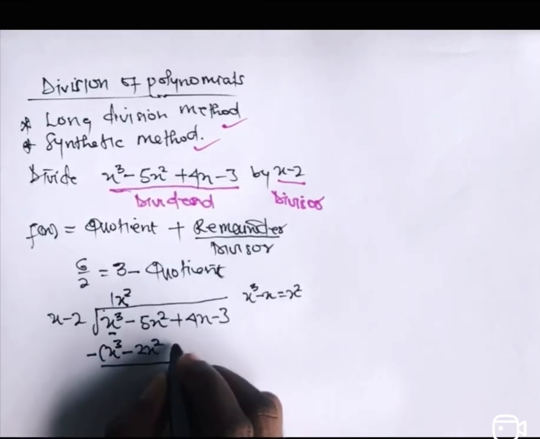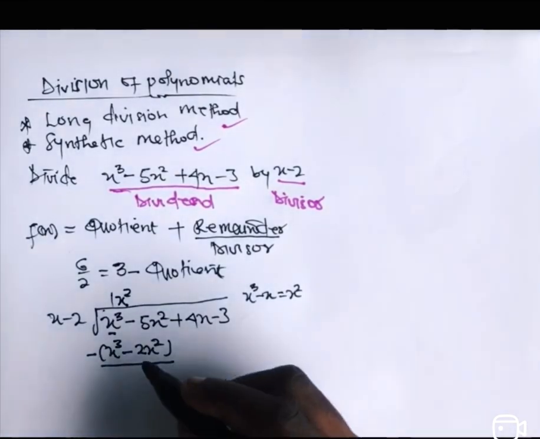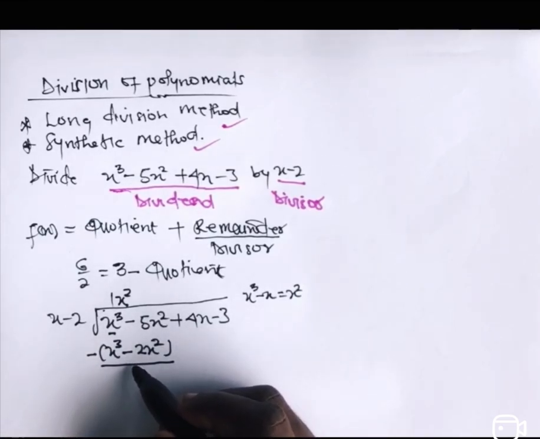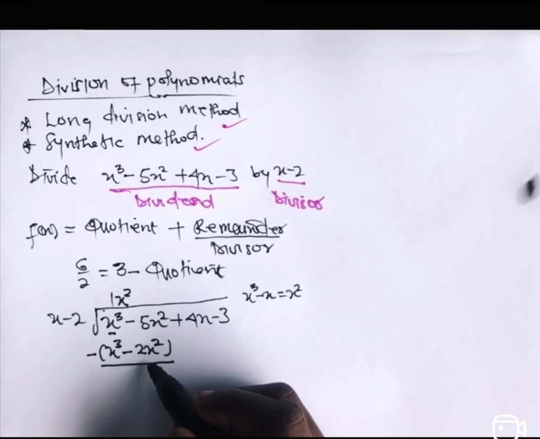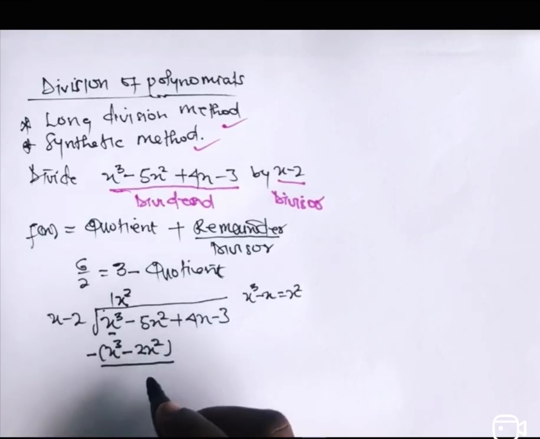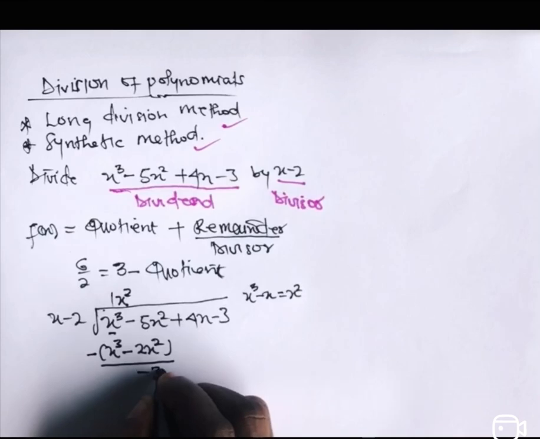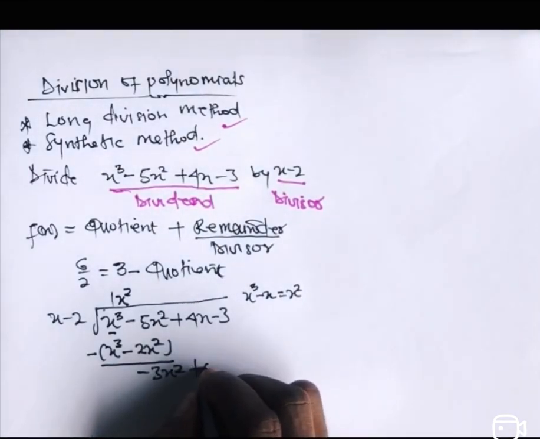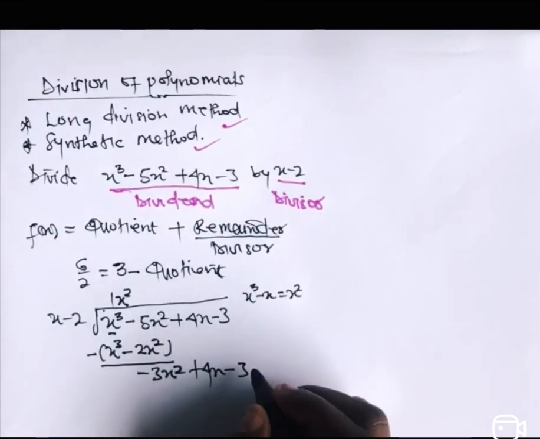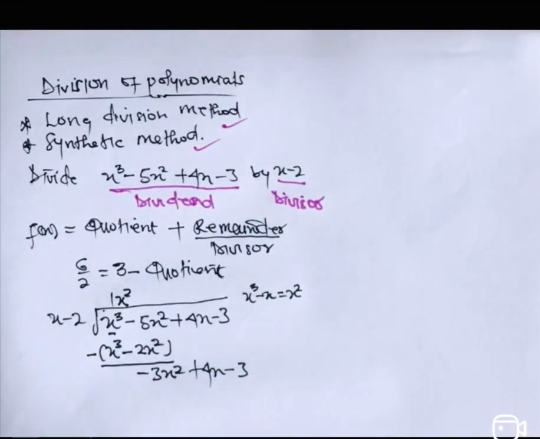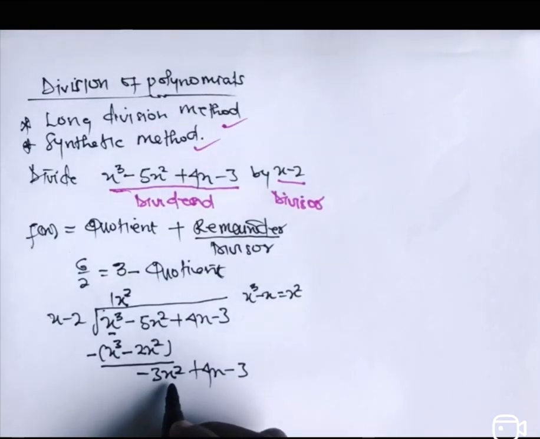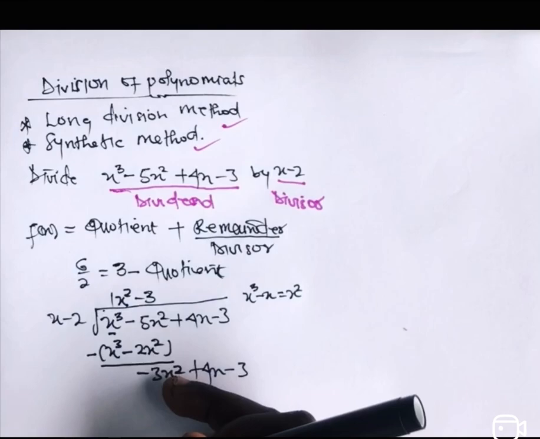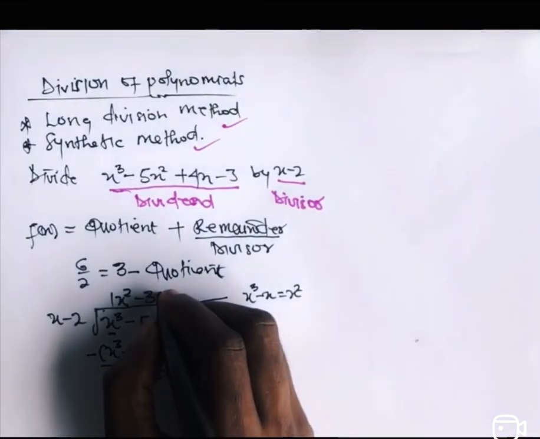So you are going to subtract. All right, so if I subtract this from there, I'll get 0. Negative times this will give you positive 2x squared. So negative 5 plus 2 will give you negative 3x squared plus 4x minus 3. Very good. So now you also look at the coefficient of this x squared, which is negative 3. So I'll write my negative 3 here.